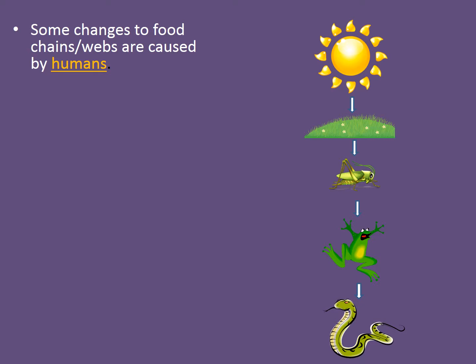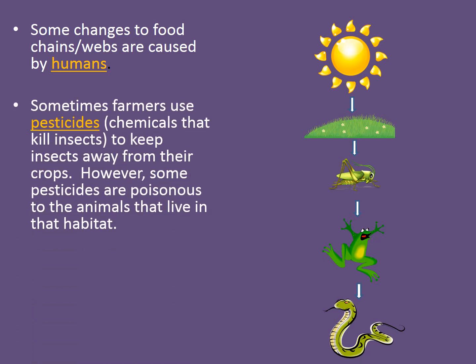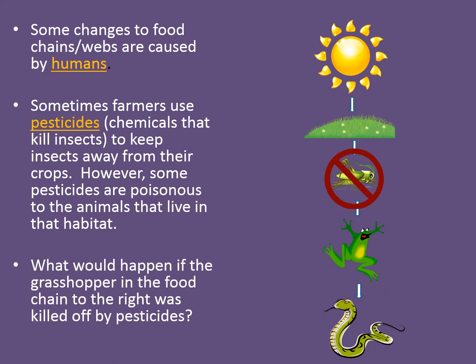So in addition to weather, there are other things that can impact a food web as well. Some changes to food chains or webs are caused by humans. Sometimes, for example, farmers use pesticides, which are chemicals that kill insects, to keep insects away from their crops. However, some pesticides are poisonous to the animals that live in that habitat. What would happen if the grasshopper in this food chain was killed off by pesticides?